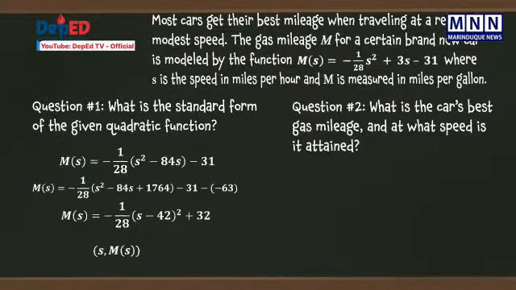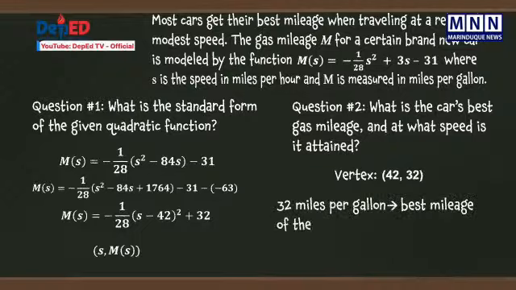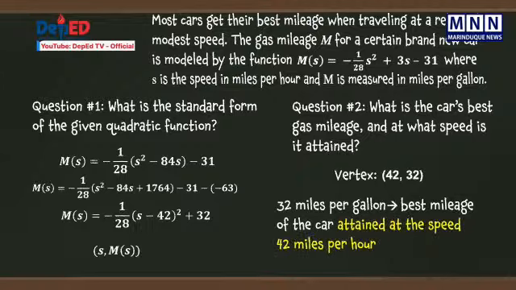Time is up. The vertex described by the ordered pair h, k can answer this. Looking at the vertex form, the value of h is 42, while that of k is 32. Hence, the vertex is described by the ordered pair 42, 32. This means that the best mileage of the car is 32 miles per gallon, which is attained at the speed 42 miles per hour.